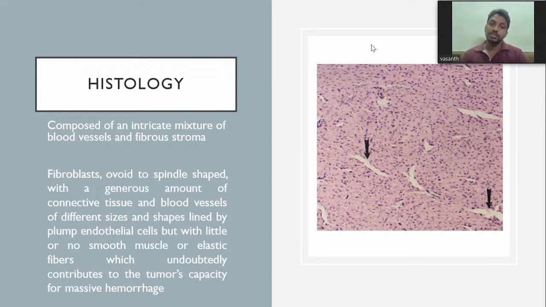That's why it bleeds on touch. The moment you touch the tumor, it just bleeds, and it is due to this smooth muscle, or the elastic fibers, which contribute to the tumor's capacity for massive hemorrhage.